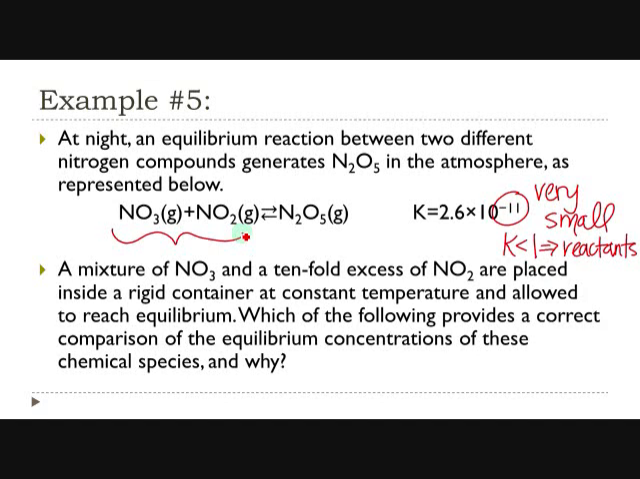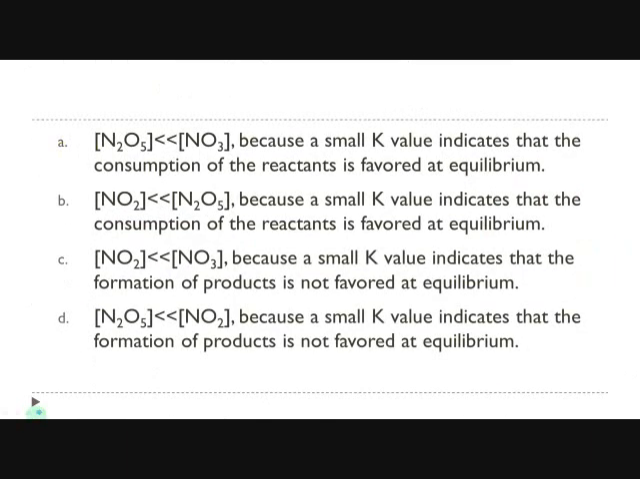So we are figuring out which is a correct comparison based on the fact that we have more reactants than products in our container at equilibrium. Looking at all of these comparisons, right away I know that B and C are both not going to be right, because B and C have a reactant as being less than the products. And we just said there's going to be more reactants than products. The N2O5 is the product, remember? So we won't have B or C as an option.